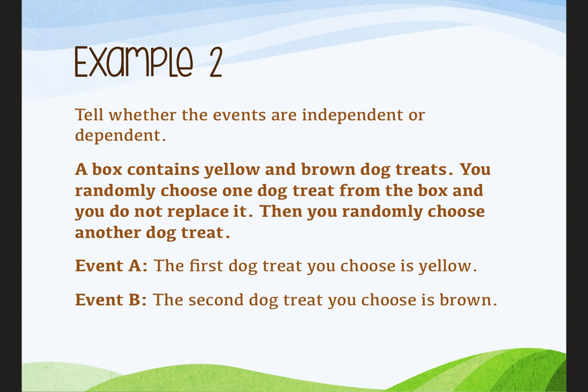This one says, tell whether the events are independent or dependent. A box contains yellow and brown dog treats. You randomly choose one dog treat from the box and you don't replace it. Then you randomly choose a second dog treat. Event A is that the first dog treat is yellow. The second is that the second dog treat is brown. Are these independent or dependent? Dependent, and why? Because it literally says you do not replace it. There is a different amount of dog treats when you go for the brown than when you went for the yellow.